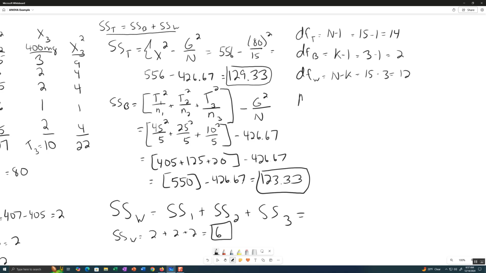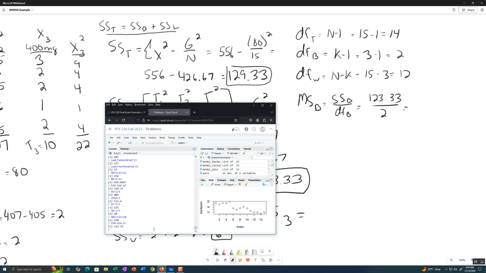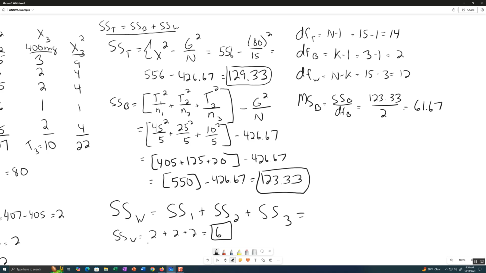Now I need my mean squares. These are the average variances between and within. So that's sum of squares between over degrees of freedom between. Sum of squares between is 123.33. Degrees of freedom between is 2. So this is going to be a massive number. 61.67. Huge amount of variance between groups. That means the treatment is working, right? If this MSB is large, that means there's a huge amount of variance between the groups, and that generally means the treatment is having an effect.